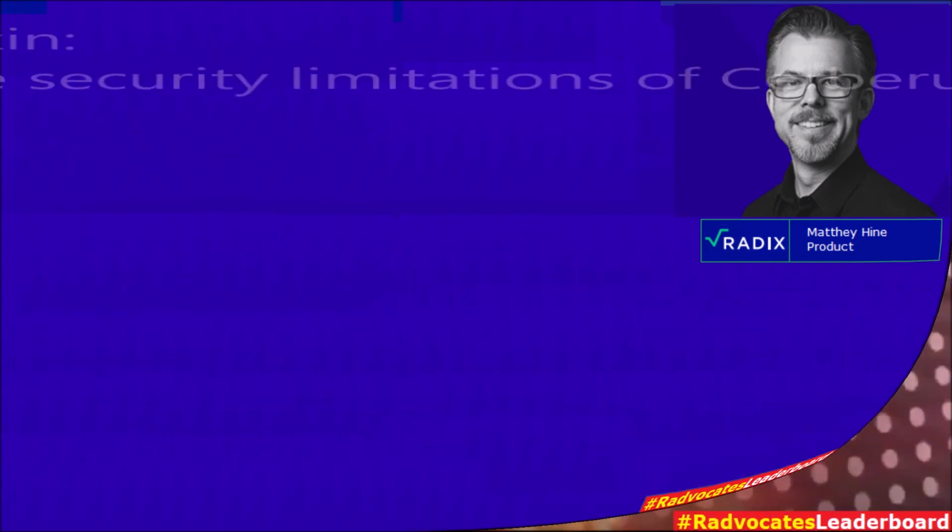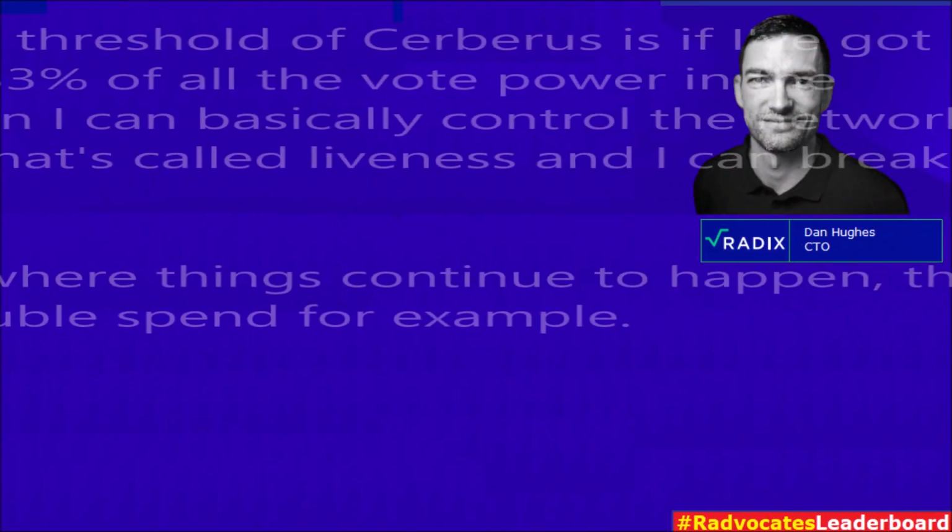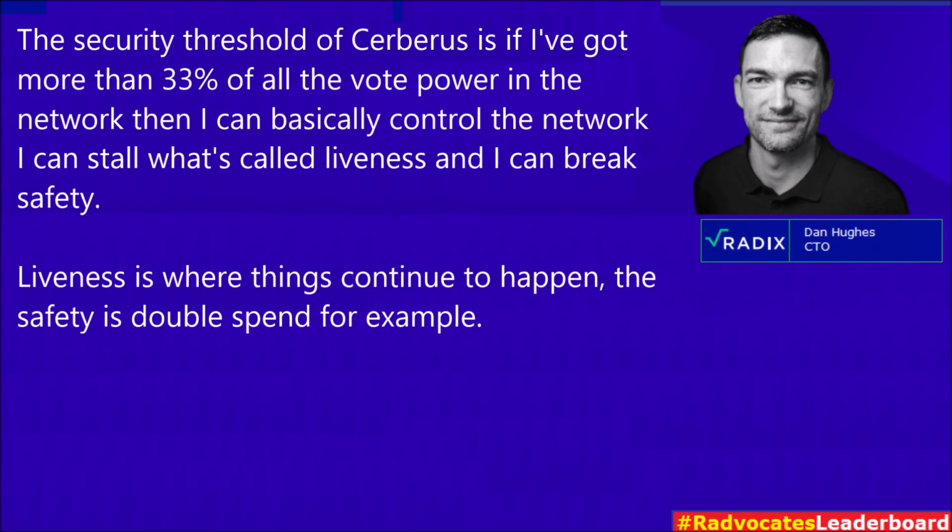Absolutely. What are the security limitations of Cerberus? The security threshold of Cerberus is that if I've got more than 33% of all the vote power in the network, then I can basically control the network. I can stall liveness, and I can break safety. Liveness is where things continue to happen. If you stop that, nothing in the network happens. And safety is a double spend, for example, right?